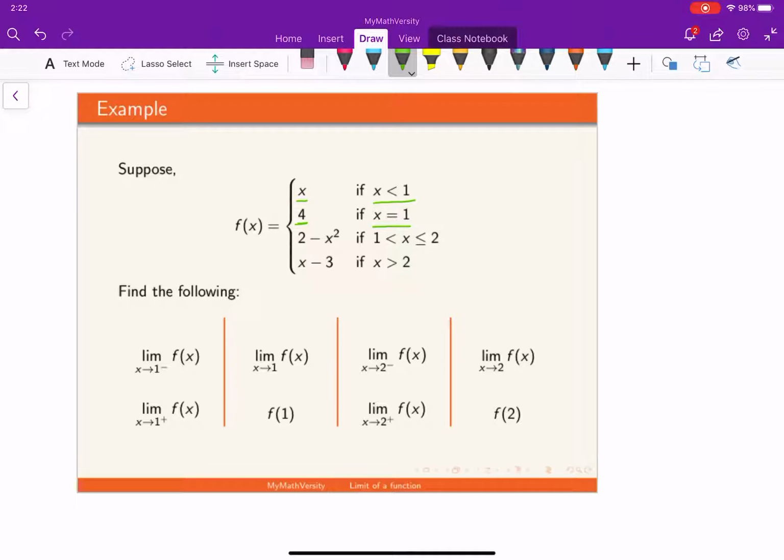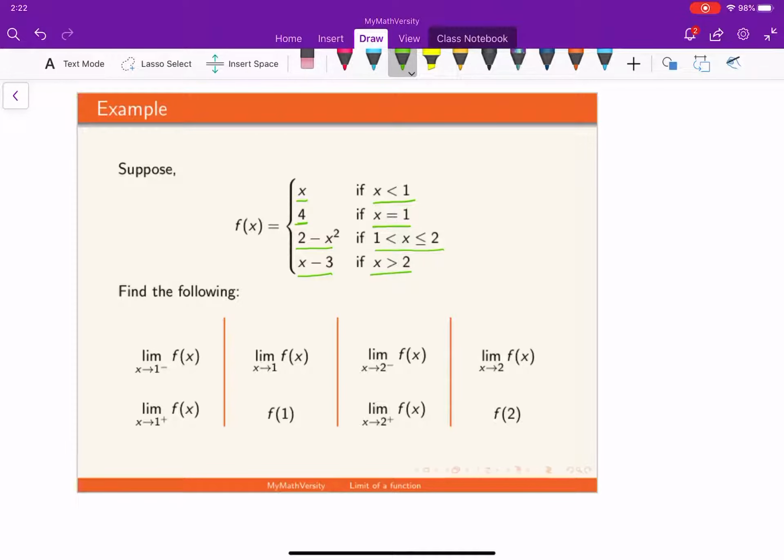And if you choose any real number which is greater than 1 and less than or equal to 2, then the function is defined for that number by 2 minus x square. And when x is greater than 2, then the function is defined by x minus 3. So we have a set of rules here depending on what type of real number you choose, right? So this type of function is known as a piecewise defined function.